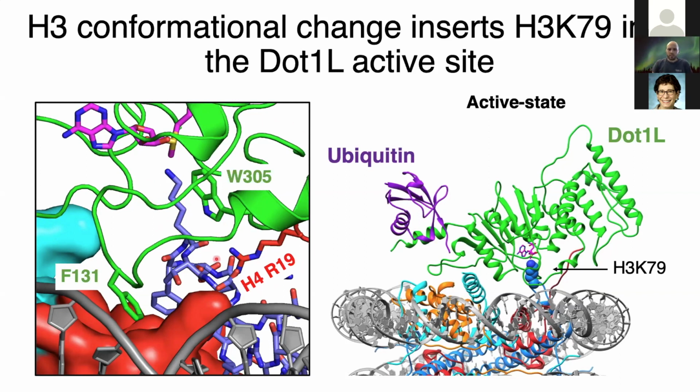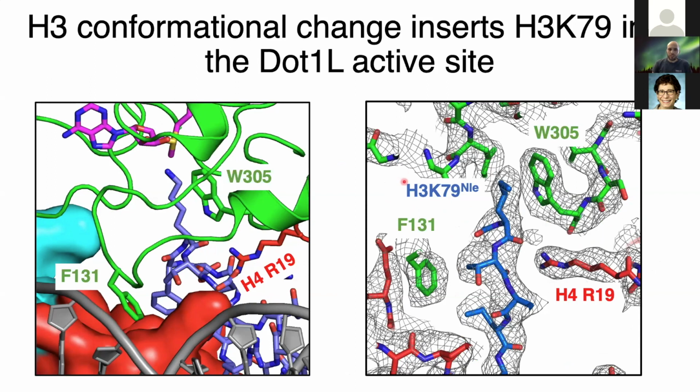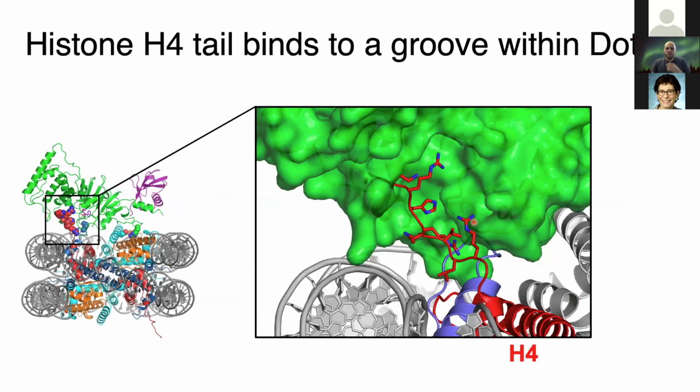And very surprisingly, we also discovered that there's a third stabilizing interaction that can be seen. And this is a stabilizing interaction that is donated from the histone H4 tail with this arginine 19 amino acid. And importantly, the electron density in this section of the map was very good, and we could clearly see all these different stabilizing interactions within the active site density. Now, the participation of the histone H4 tail in formation of the active Dot1L complex was particularly interesting because it suggested that the nucleosome itself might help stabilize H3K79 in the altered conformation.